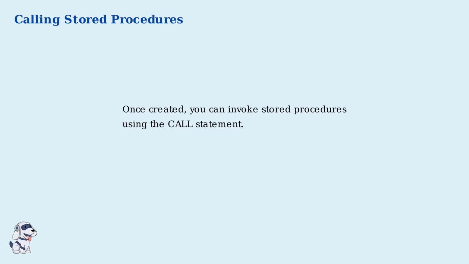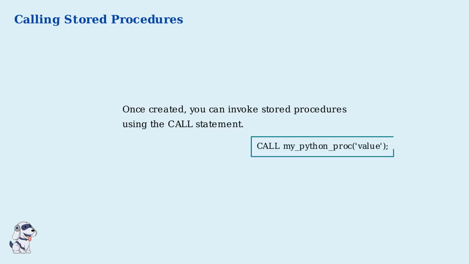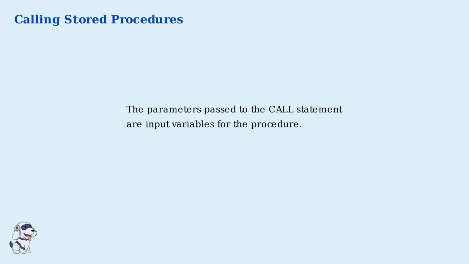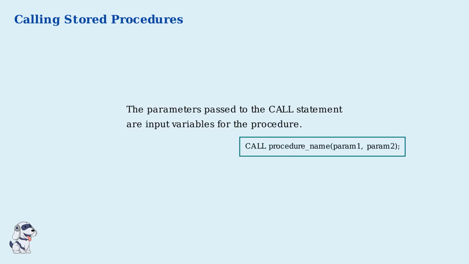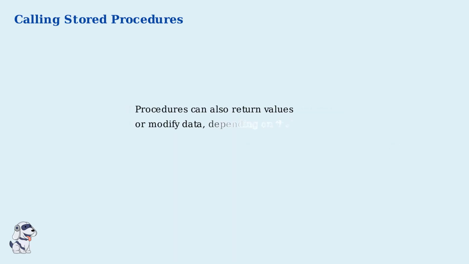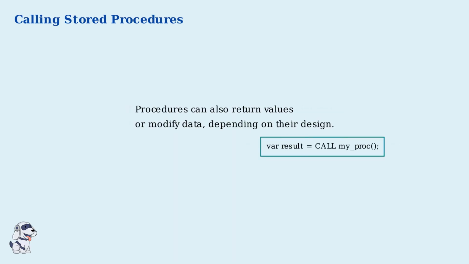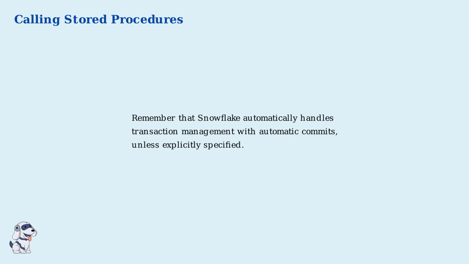Once created, you can invoke stored procedures using the call statement. For example, you can call a procedure like this: call myPythonProc with a parameter value. The parameters passed to the call statement are input variables for the procedure. Procedures can also return values or modify data depending on their design. Remember that Snowflake automatically handles transaction management with automatic commits, unless explicitly specified.